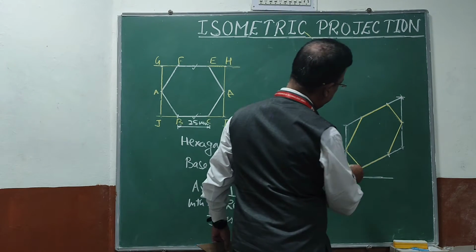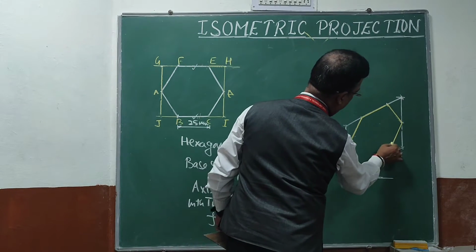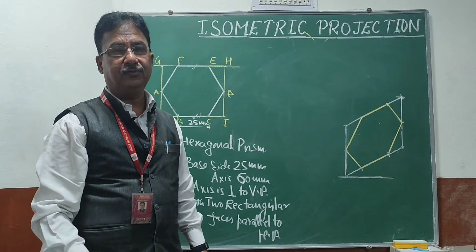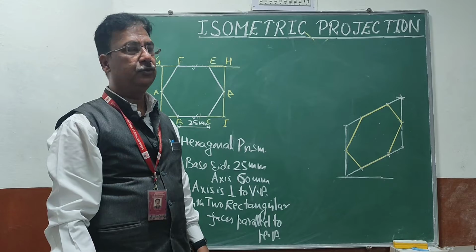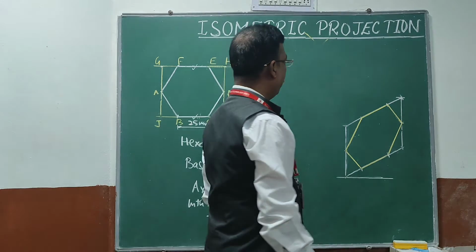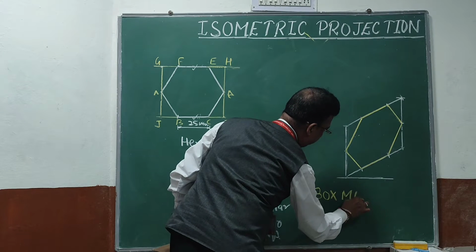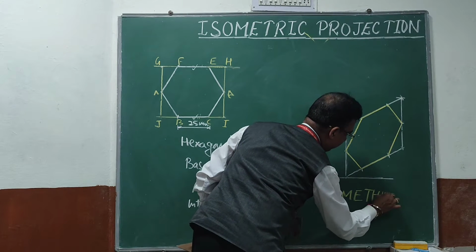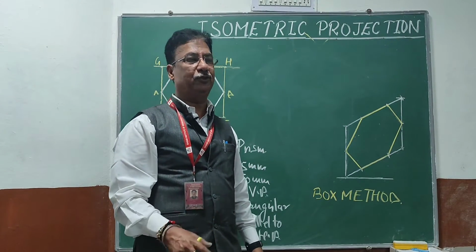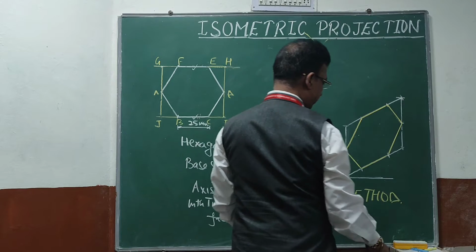Again, if you see in this figure, these two lines retain the same length as in the original figure. These two lengths are enlarged, these two lengths are shortened. Now as this is a hexagonal prism, one way is to bound this inside a box. This is known as the box method. This time I am explaining the box method to bound any solid inside a box. So this hexagonal prism will be bounded inside a square prism of three dimensions, where the third dimension will be 60 mm.